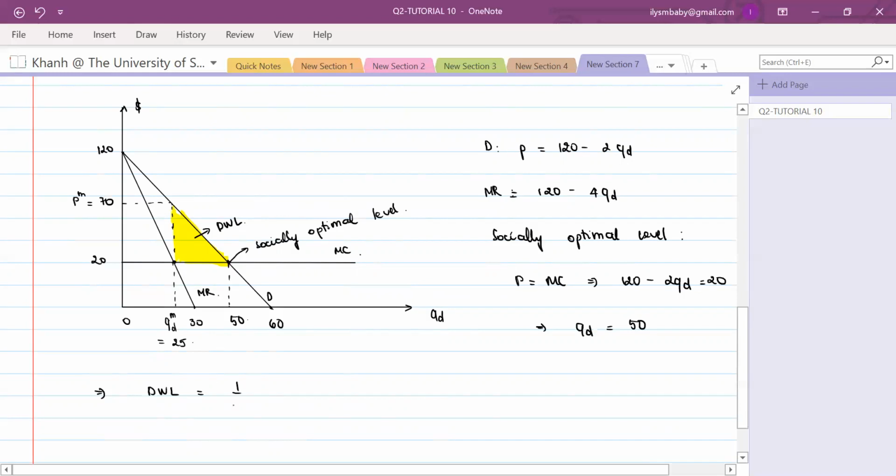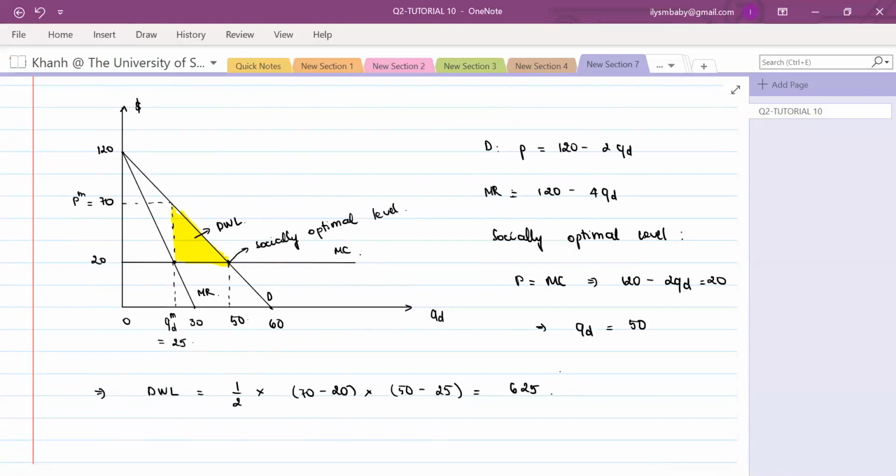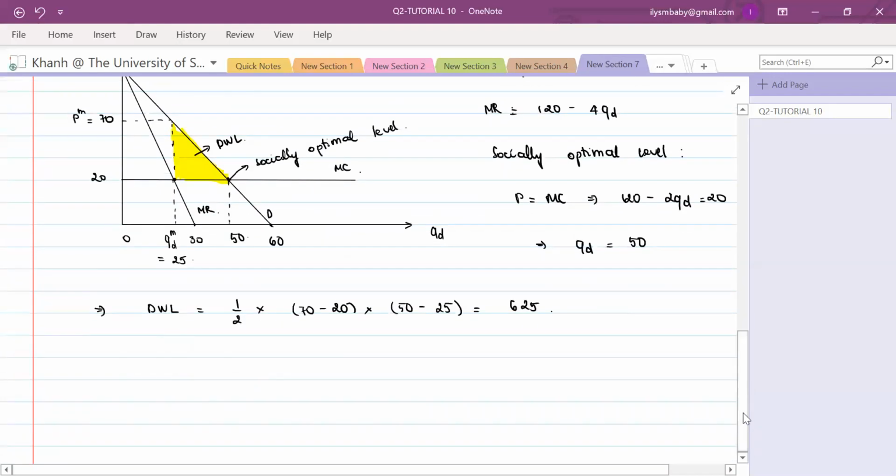All right, so the deadweight loss is just going to be half of the height, which is the difference between 70 and 20, times the run, the horizontal distance over here, which is the difference between the socially optimal level of output, 50, and what the monopolist is producing, which is 25. And so that is going to give us 625. Okay, so I got 50 times 25 divided by 2, that's 625. All right, so that is before tax.